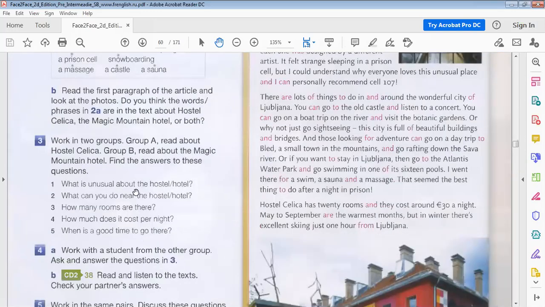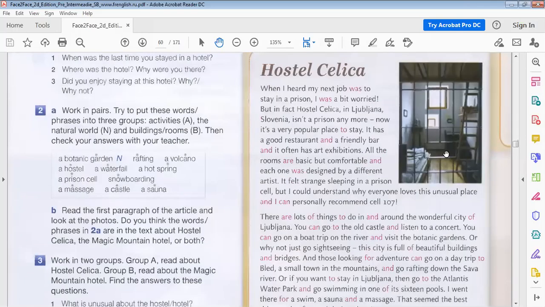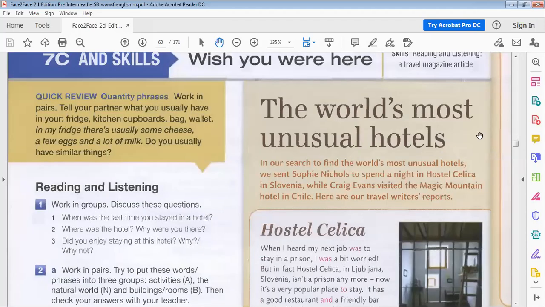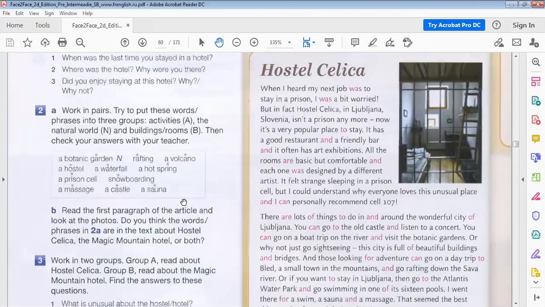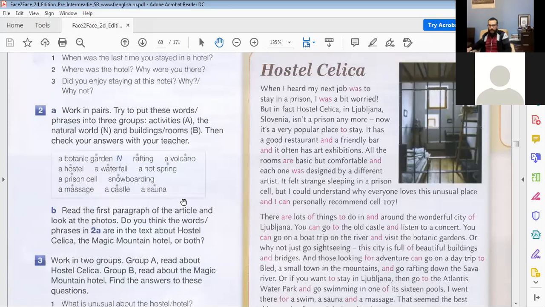What is unusual about the hostel? This first place, what is the unusual thing about it? Because remember, the lesson is the world's most unusual hotels. So what do you think is the unusual thing about it? You can tell me. The design of the hotel.